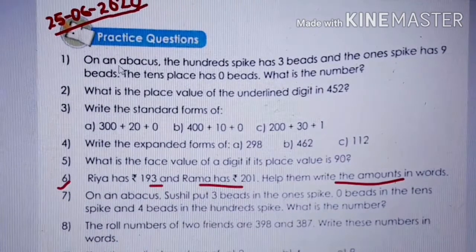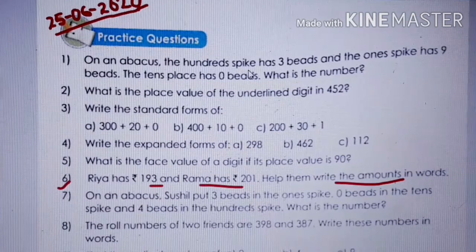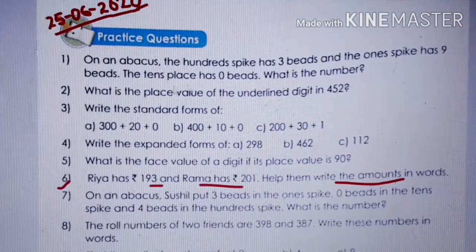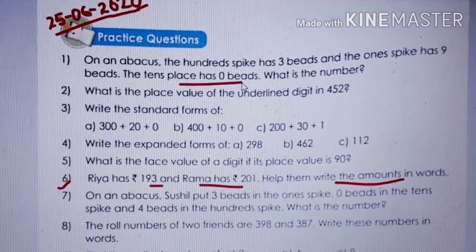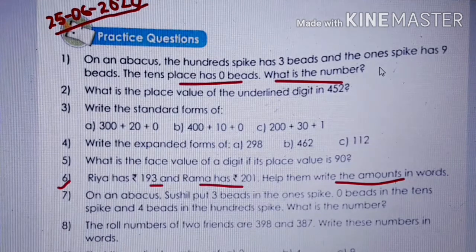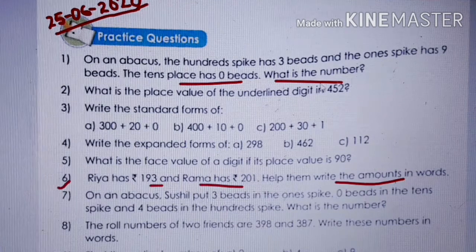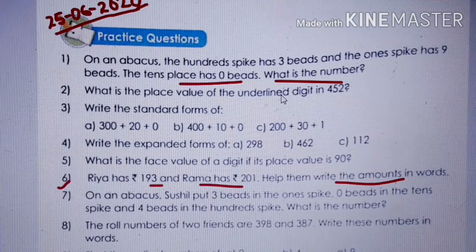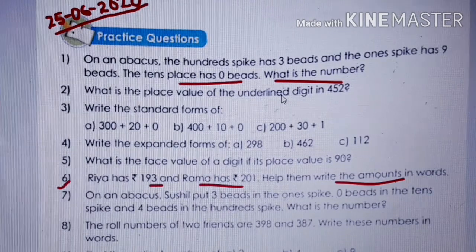It's very easy. On an abacus, the 100 spike has 3 beads and the 1 spike has 9 beads. Then the 10th place has 0 beads. So what is the number? Here you have to form the numbers. Okay, you just have to form the number. The places are given, the place value is given, you just have to form the number. Is it clear? It's very easy, children. Practice yourself. I'll share the answers in the group and you all have to show me the answer.